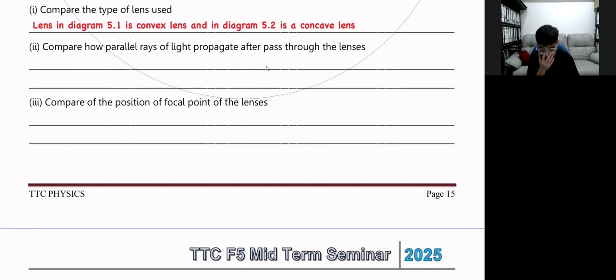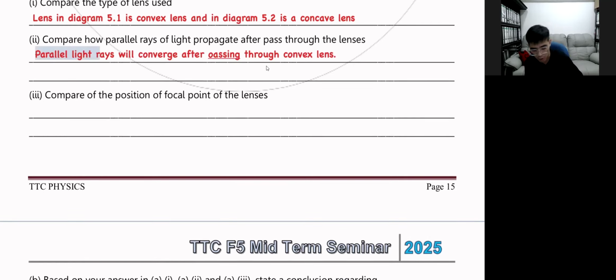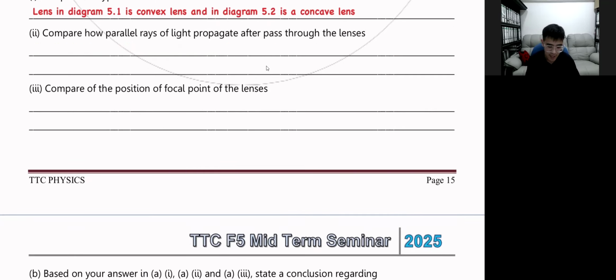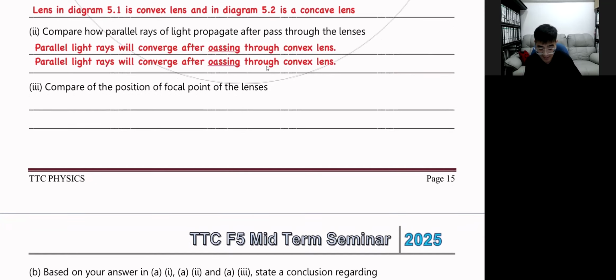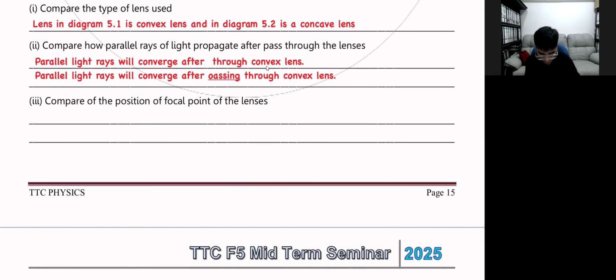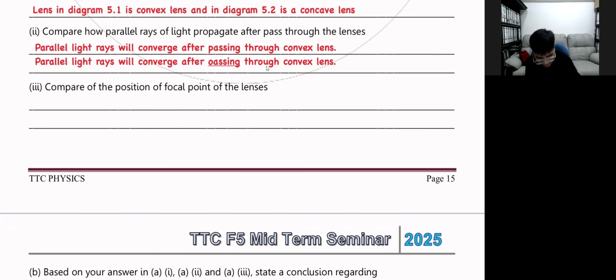Okay, so over here, I want you to write this one. Compare how the parallel light rays will converge after passing through the convex lens. First one. Then, because the question is asking you to compare, you also have to write how the light rays travel after passing through the lens in diagram 5.2. This one, wrong spelling, passing.